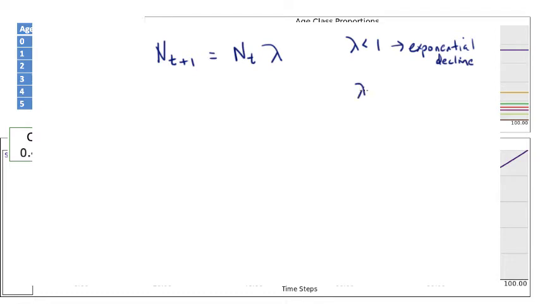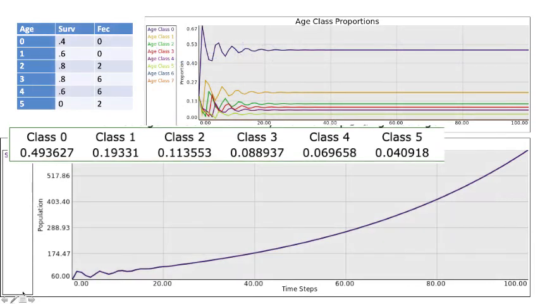Now, if lambda is greater than 1, then the population size at t plus 1 is larger than the population size at time t by a factor of lambda. And as the population gets larger, the rate of increase also gets proportionally larger. And the result is an accelerating increase in population size, exactly what we're seeing here.